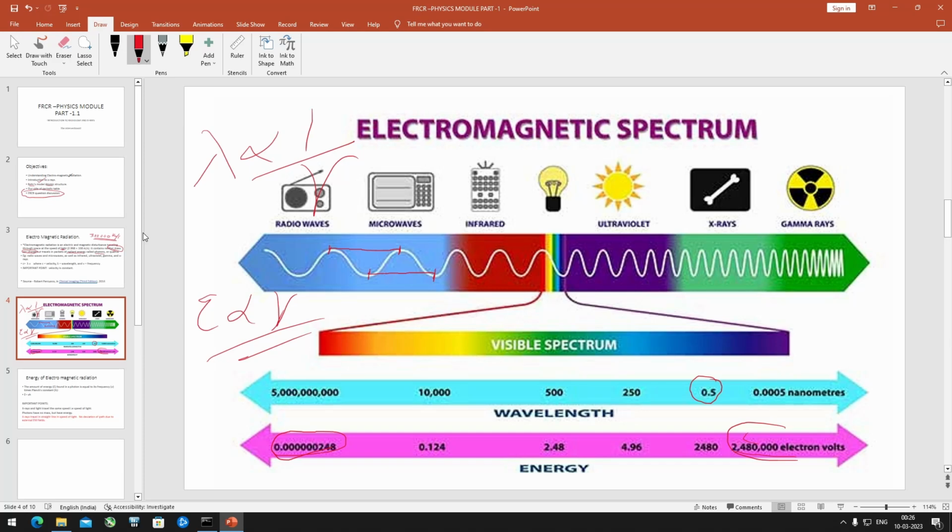Given that, we should understand this. What do you mean by frequency? Frequency means the number of waves generated per second. So if you go towards here, you can see the waves have become crowded. So this represents more frequency of waves. So that is how it is simply explained.